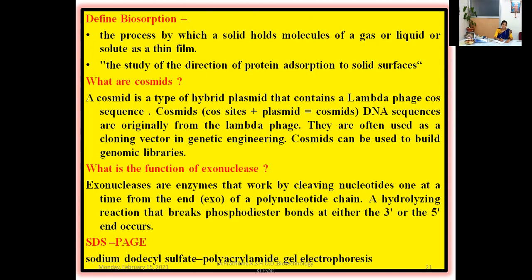Okay, what is the function of exonuclease? Exonucleases are enzymes that work by cleaving nucleotides one at a time from the end, that is exo. As the name suggests, exo means it acts at the free ends of DNA fragments or a polynucleotide chain, in a hydrolyzing reaction that breaks phosphodiester bonds at either the 3' or 5' end. Exo means at the end, nuclease means cutting activity. These enzymes cut the ends of the DNA molecule, either 3' or 5'.